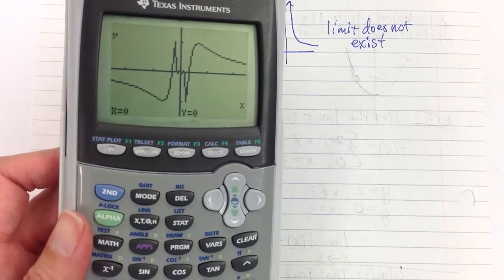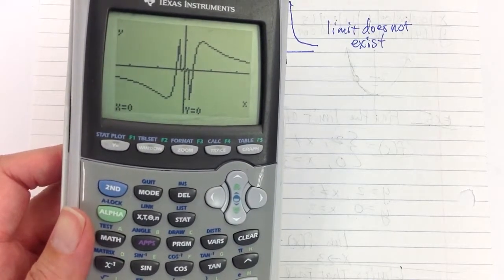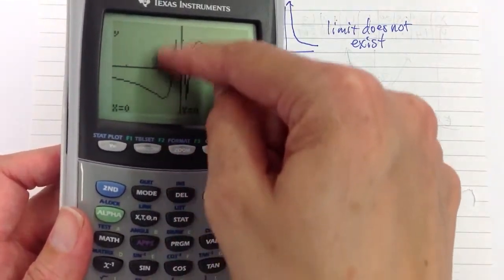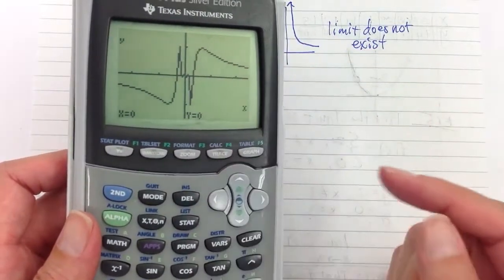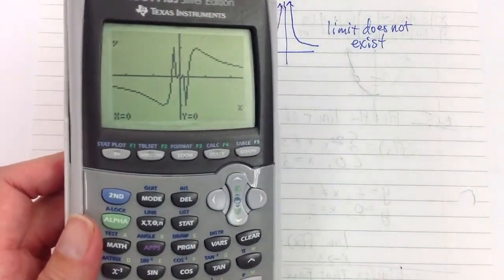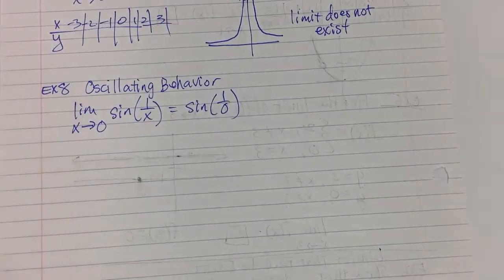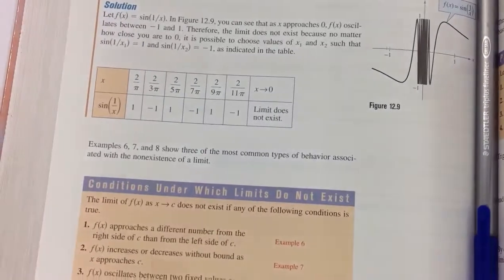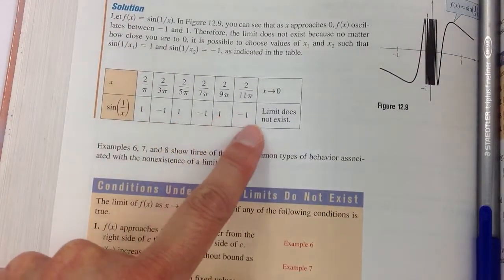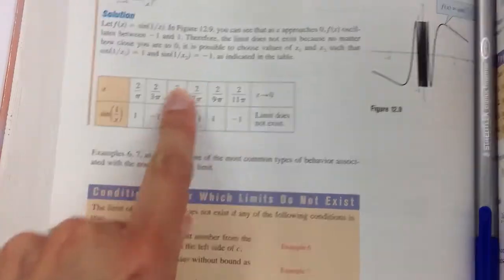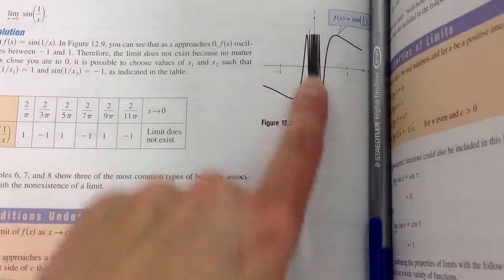So that's really what the graph is, and maybe we could even zoom in more. The graph is going up and down, bouncing up and down, and it's kind of irregular too. This oscillating behavior, and then your book shows you the values if you put your different x values in. What do we get? We get +1, -1, +1, -1, +1, -1. So it's going up, down, and doing this thing really fast.